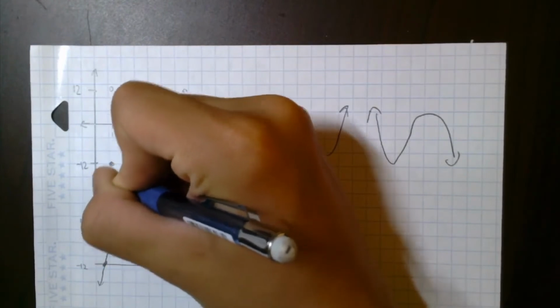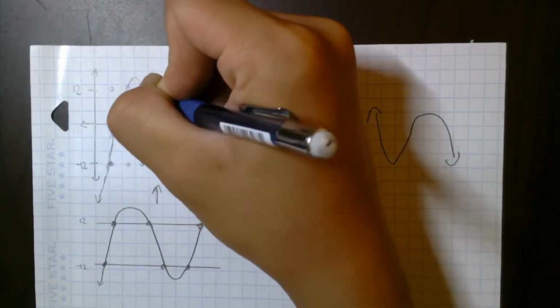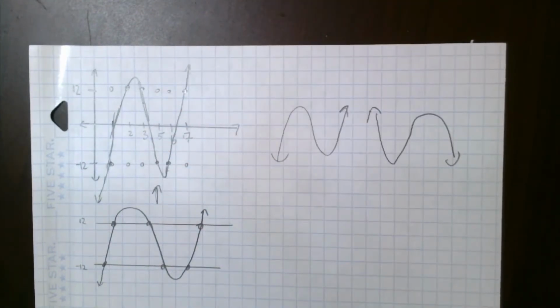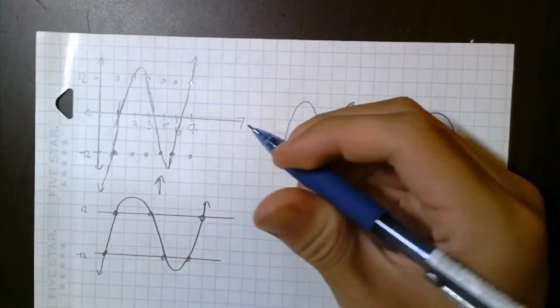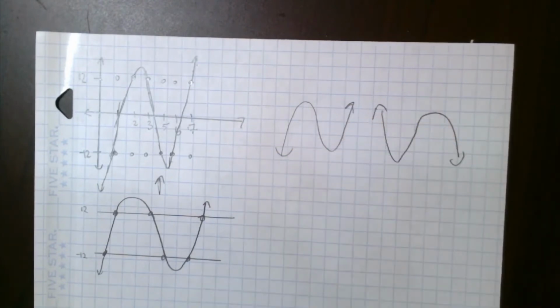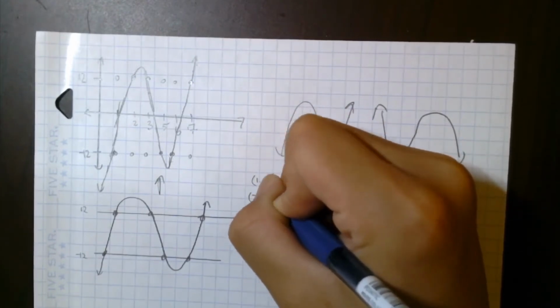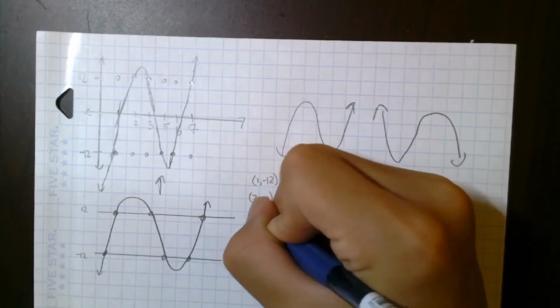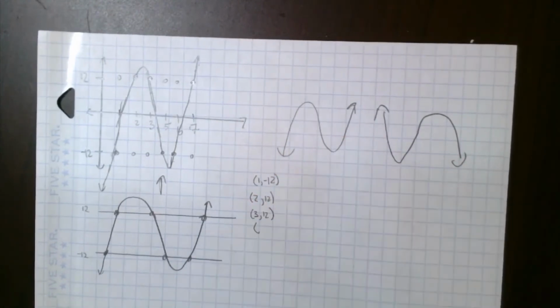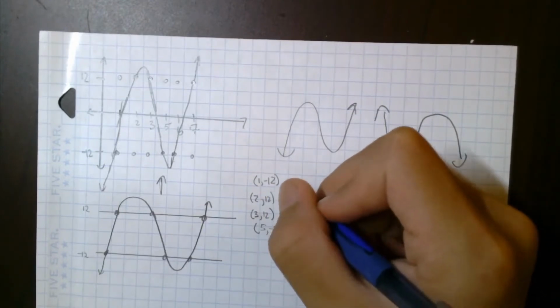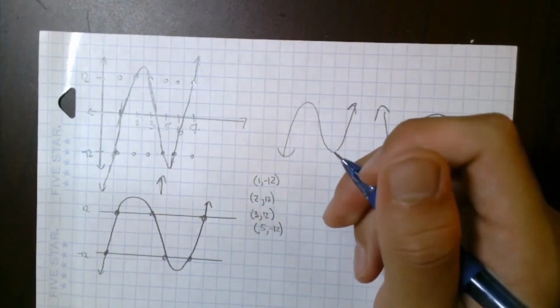And we see that we can indeed draw a cubic through these. Now we can solve for the cubic. We can take the points 1, negative 12, 2, 12, 3, 12, and 5, negative 12. With only 4 points, we can solve for a cubic.